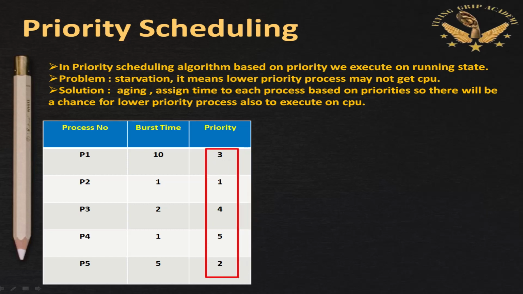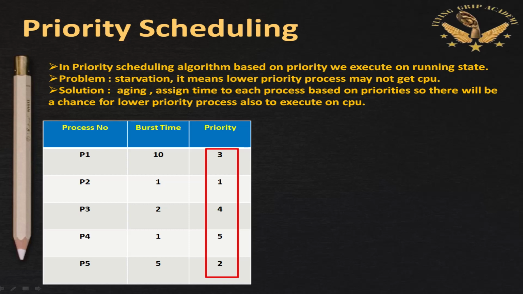The problem is starvation. It means a lower priority process may not get the CPU. For example, a higher priority process may have a highest burst time, so in that case, a lower priority process may not get the CPU. The solution is aging. Assign time to each process based on priorities, so there will be a chance for a lower priority process to also execute on the CPU.